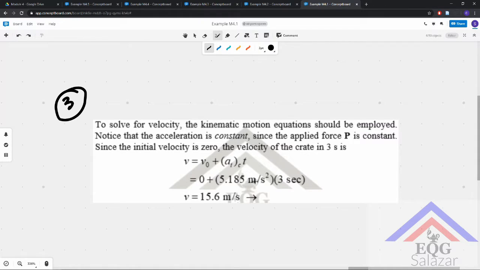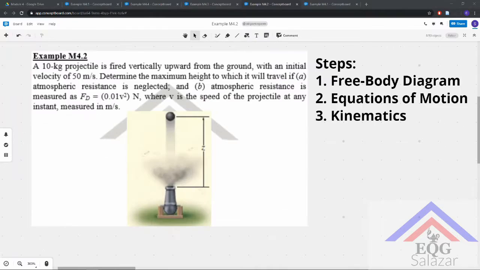V is equal to V naught plus a times t. Now, since the particle is starting from rest, V naught is equal to 0. And your velocity after 3 seconds is 15.6 meters per second.